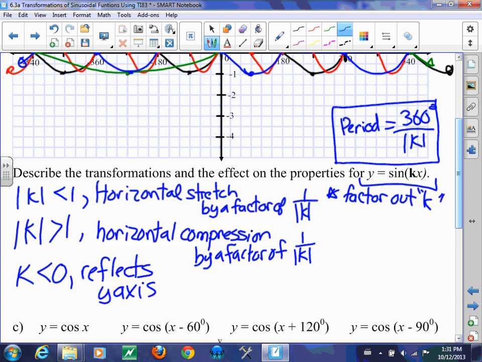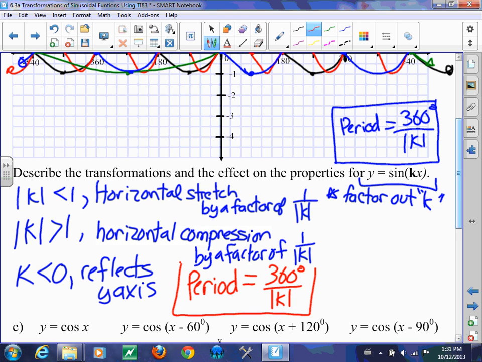Okay, and the new piece of the puzzle that we need to make sure that we understand is that the k changes the period. So just remember that the period equals 360 degrees divided by the absolute value of k. So that's a new tool that we're going to use for this unit. Okay, the rest should be the same.